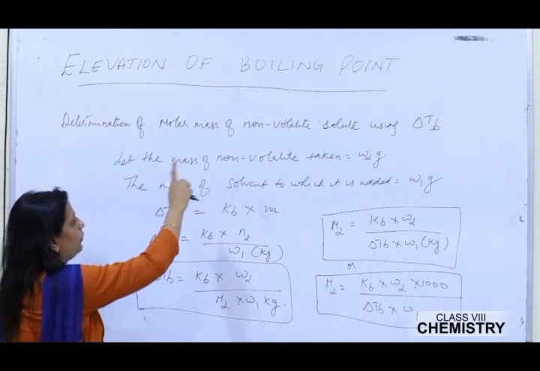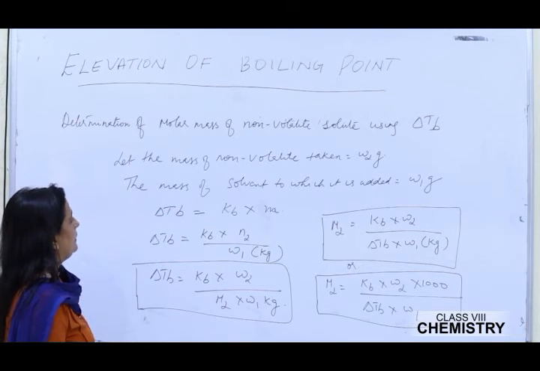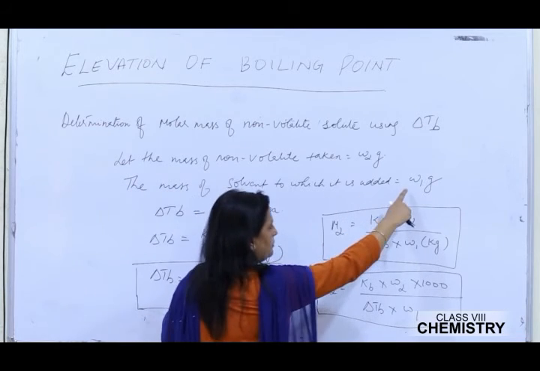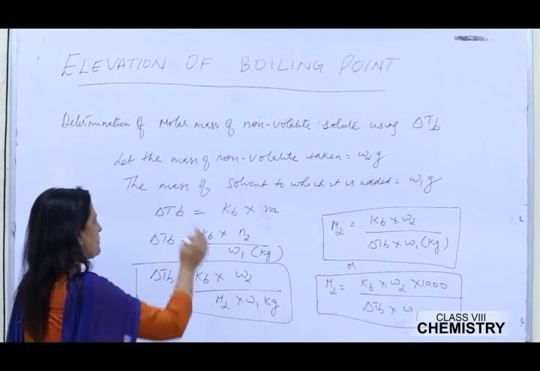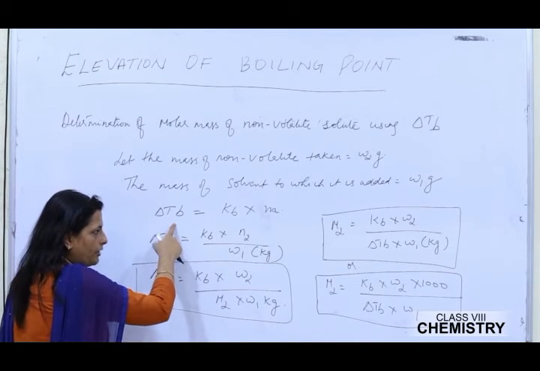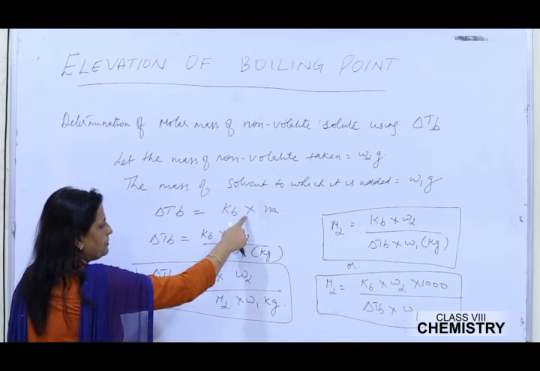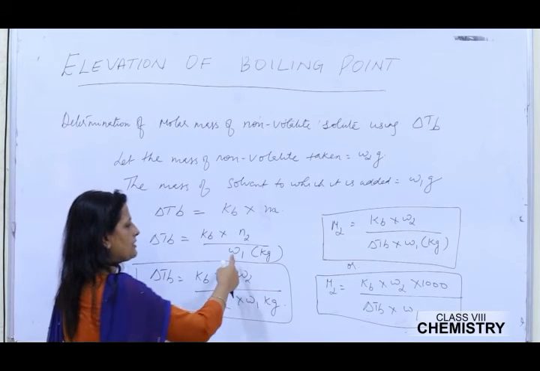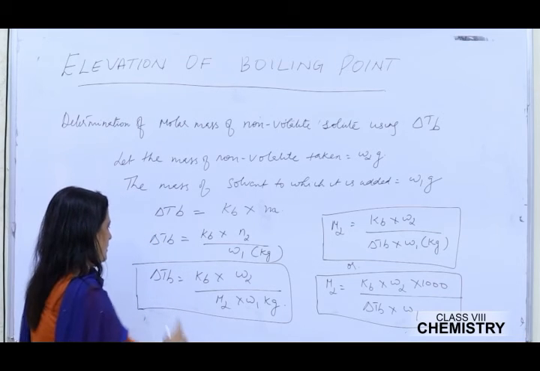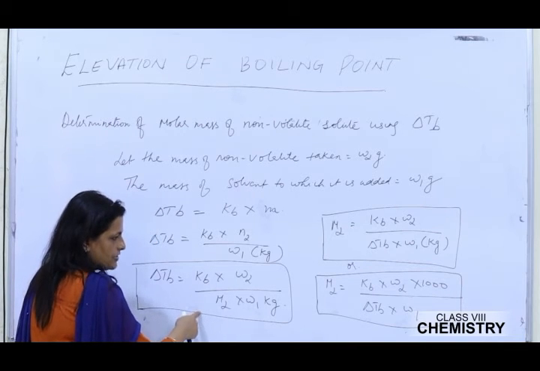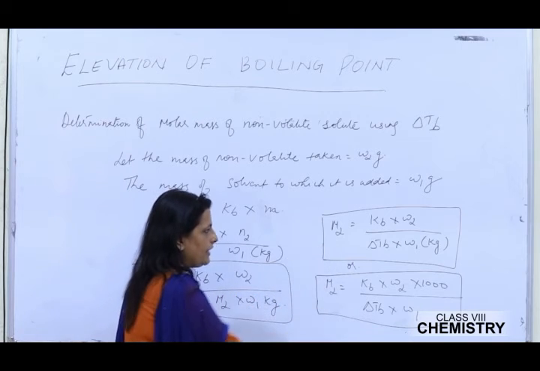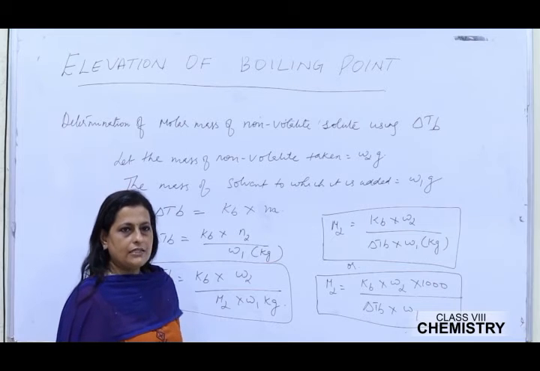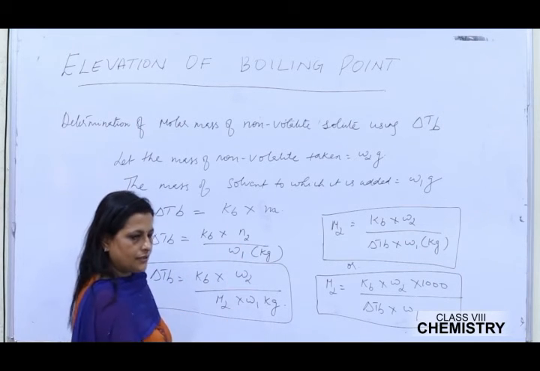So we are taking a known mass of a non-volatile solute, which is W2, added to a solvent whose mass is known to you, that is W1 gram. Then we are experimentally determining the elevation in boiling point. Then we know delta Tb is equal to Kb into m. Then we know the definition of molality: the number of moles of solute dissolved in 1 kg of the solvent. So we come to this derivation, and using this equation we can calculate the molar mass of non-volatile solute. We will just practice one numerical related to this.